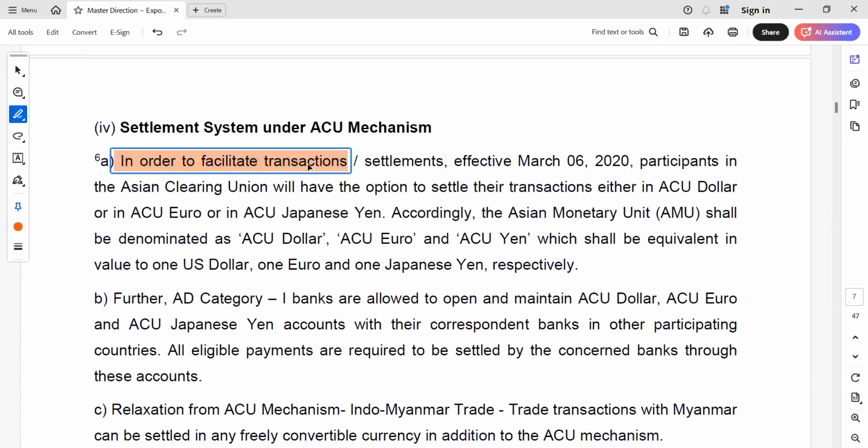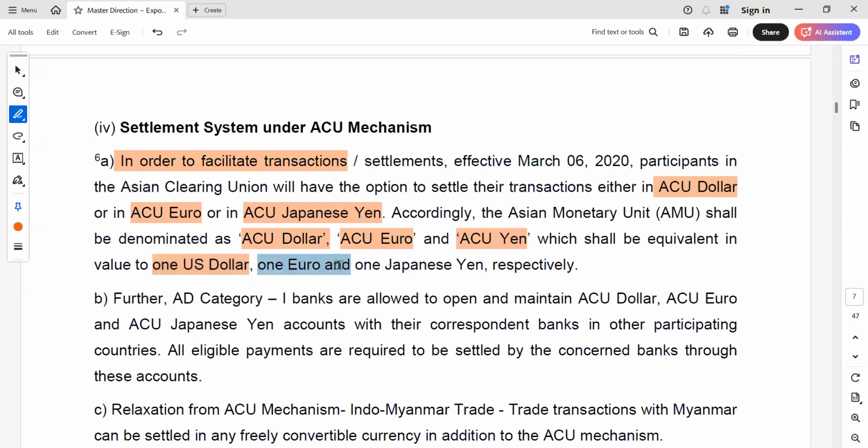In order to facilitate transaction settlement effective 6 March 2020, participants in Asian Clearing Union will have the option to settle their transaction either in ACU dollar or ACU euro, ACU Japanese yen. Accordingly, Asian Monetary Unit shall be denominated as ACU dollar, ACU euro, ACU yen, which shall be equivalent in value to 1 USD, 1 euro, 1 Japanese yen, respectively.